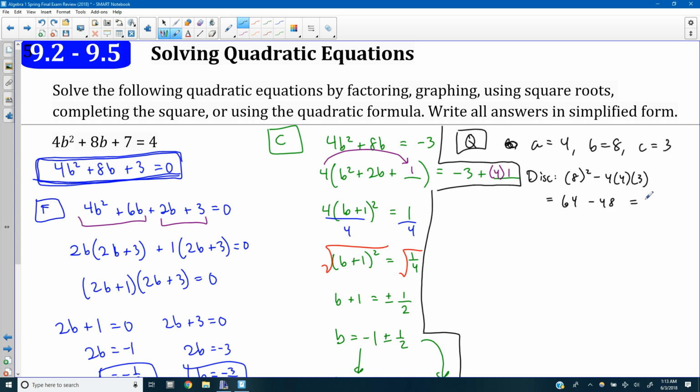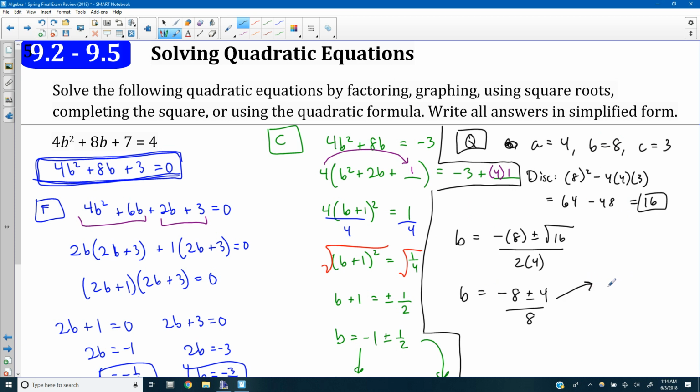which equals 16. So when I do quadratic formula, I'll get b equals, and I'm saying b because of this b here, not this b. Shoot, that's a problem when I say b here and b here. Whatever, this b right there. B equals minus b plus or minus the square root of your discriminant, b squared minus 4ac, 16, all divided by 2a of 4. So b equals negative 8 plus or minus 4 all over 8.